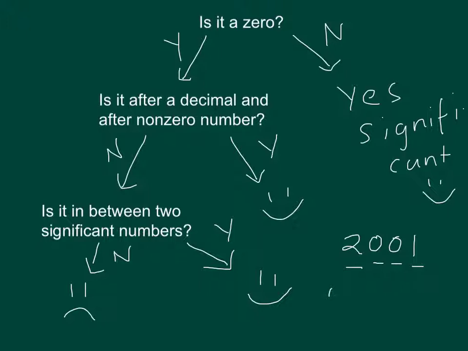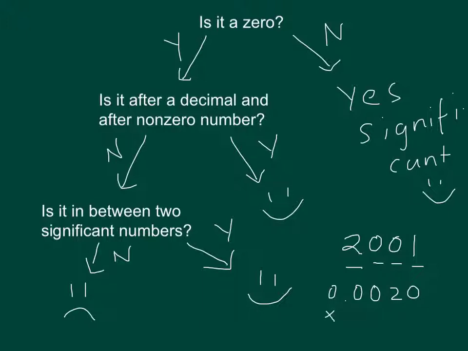Here's another example. So first we're going to look at the first 0. Is it a 0? Yes. Is it after a decimal and after a non-zero number? No. Is it in between two significant numbers? No. So that means it is not significant.